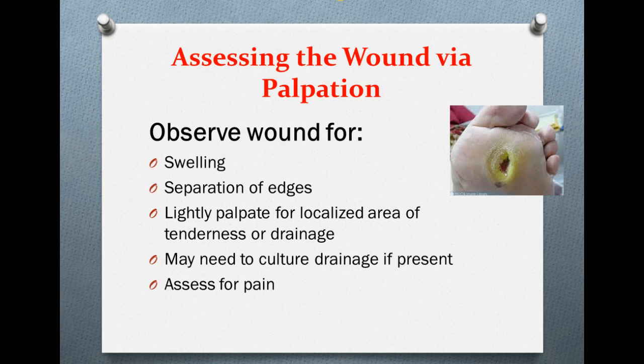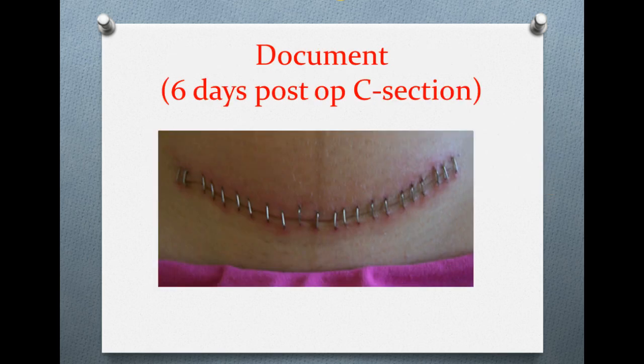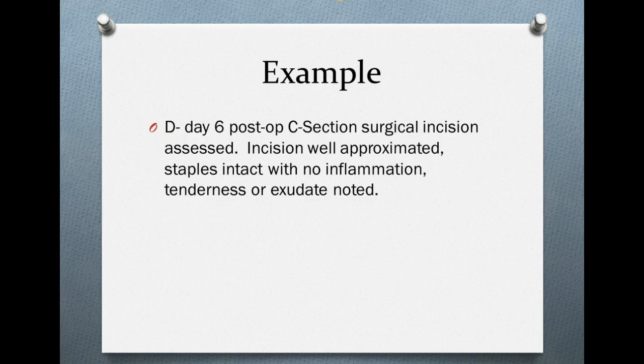You can also check for the presence of a healing ridge, which is collagen tissue around the perimeter of the wound. So this is an example of documentation of a wound. Incisions well approximated, staples intact with no inflammation, tenderness, or exudate noted.